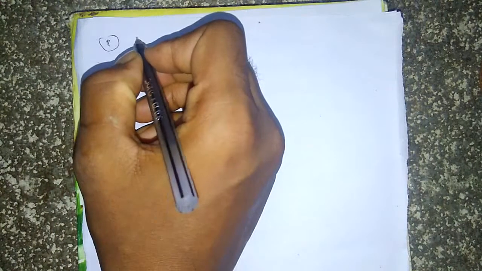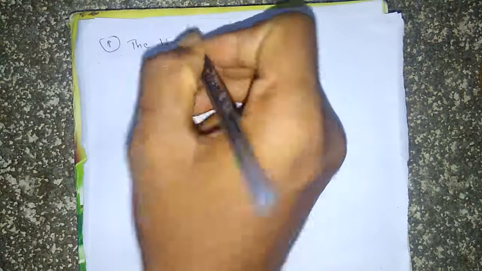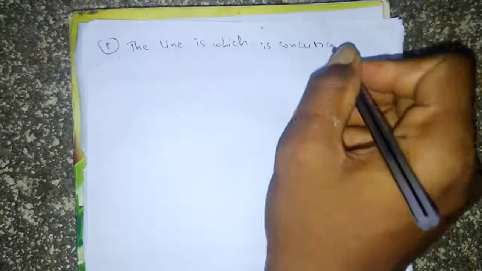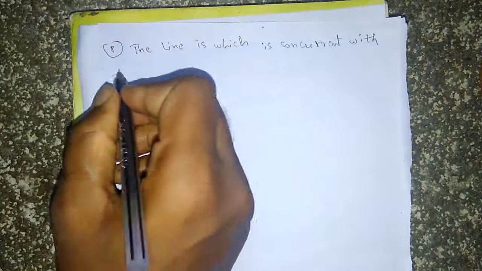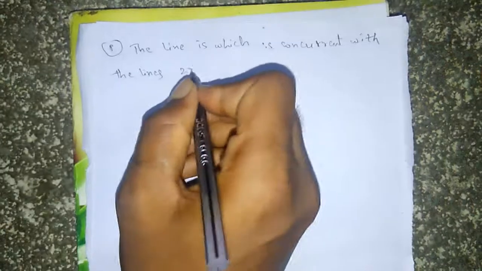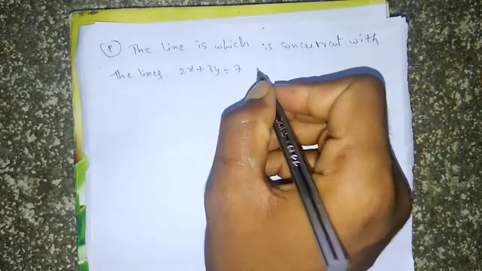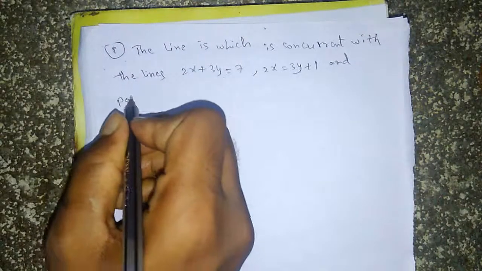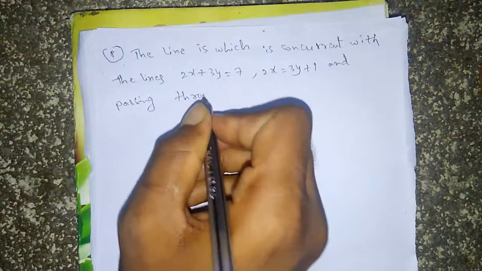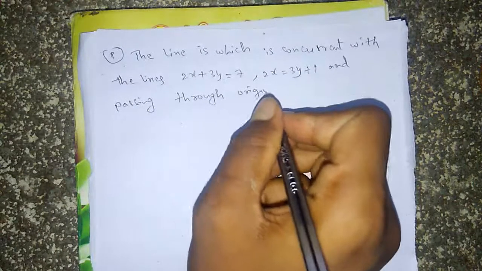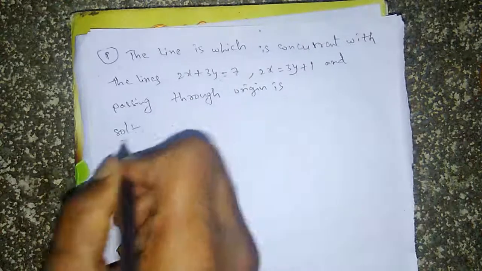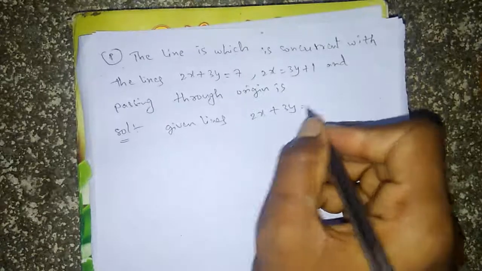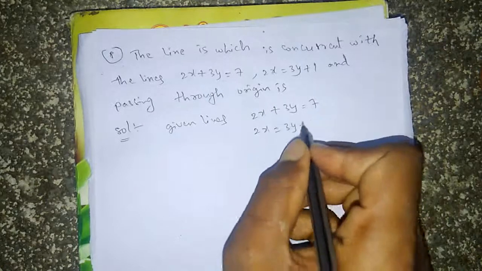Next problem is, the line which is concurrent with the lines 2x + 3y = 7, 2x = 3y + 1, and passing through origin is... Given lines 2x + 3y = 7, 2x = 3y + 1.